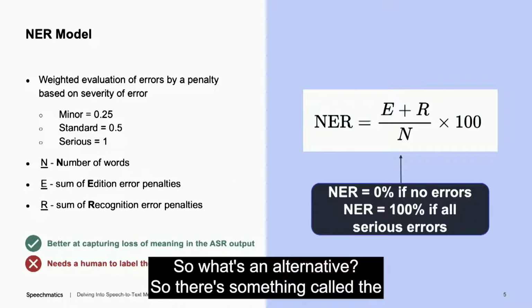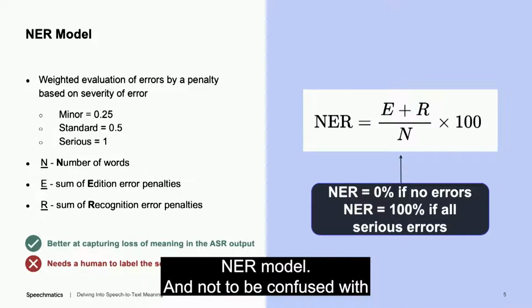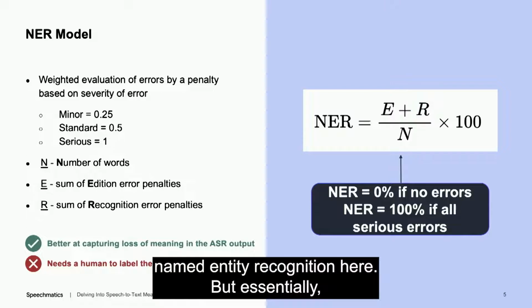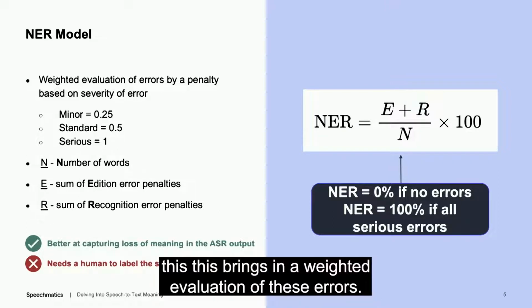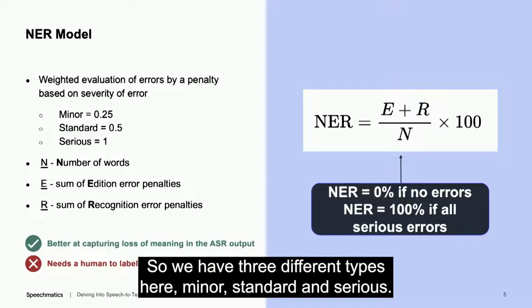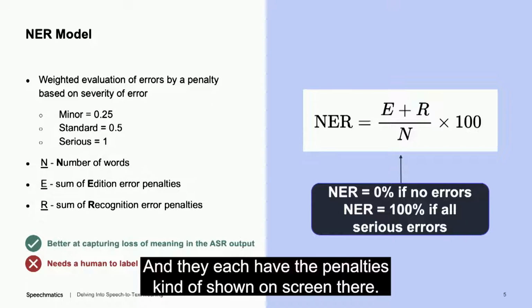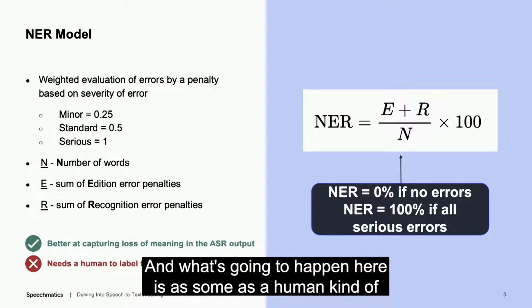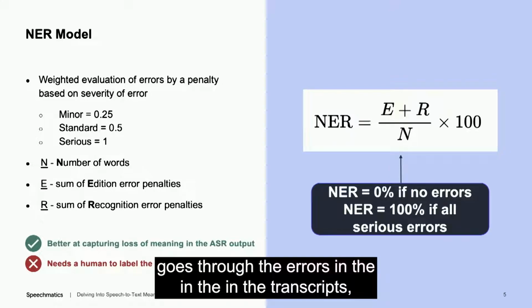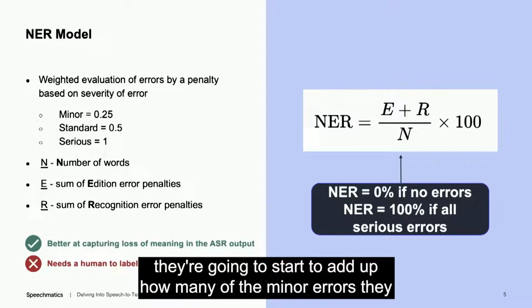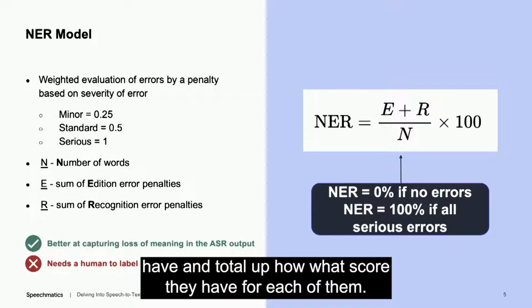So what's an alternative? There's something called the NER model, not to be confused with named entity recognition here. Essentially, this brings in a weighted evaluation of these errors. We have 3 different types here: minor, standard, and serious, and they each have the penalties shown on screen. As a human goes through the errors in the transcripts, they're going to add up how many of the minor errors they have and total up what score they have for each of them.